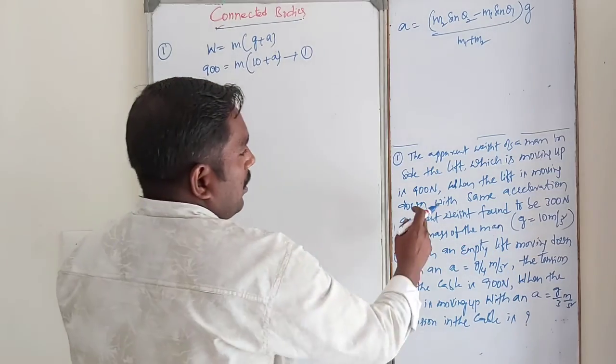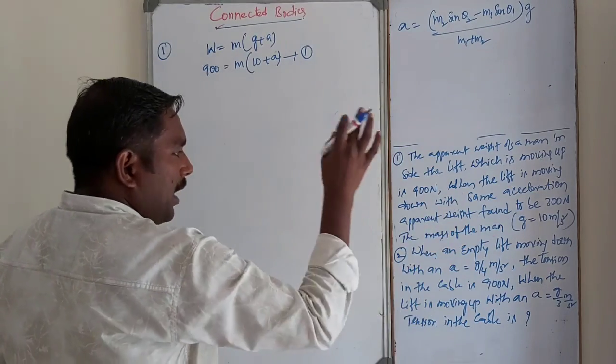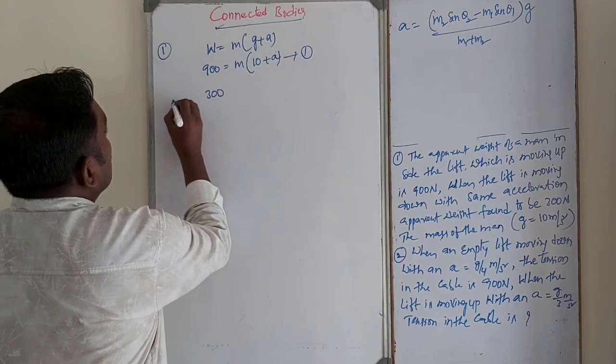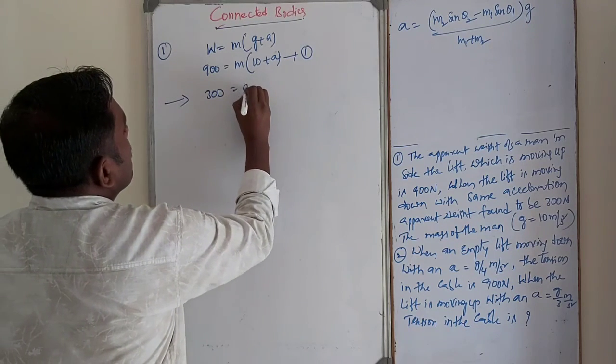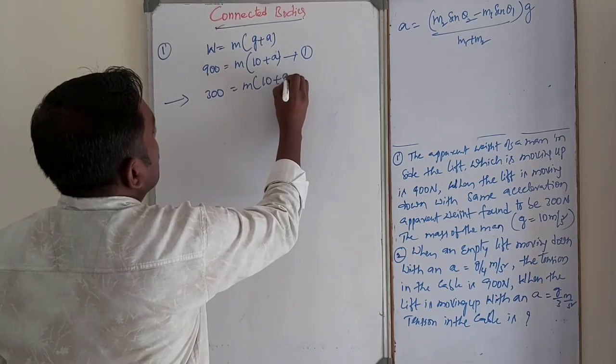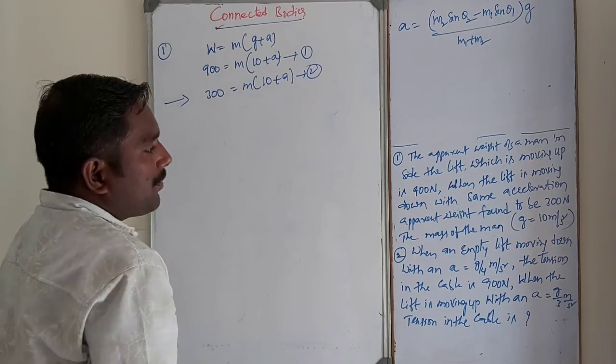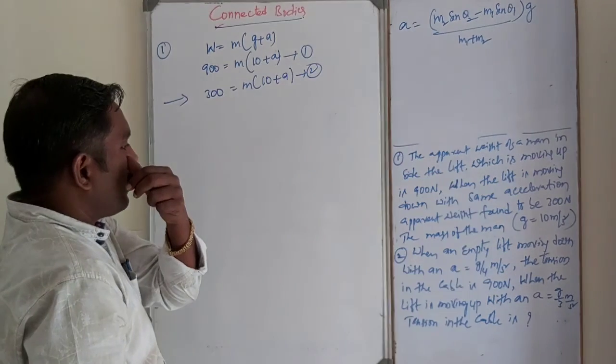Next one. When the lift is moving down with the same acceleration, apparent weight is 300 Newton. In the second case, 300 is equal to m into (10 minus a). This is equation number 2. So find out the actual mass of the man.